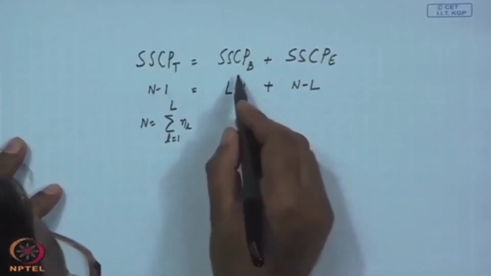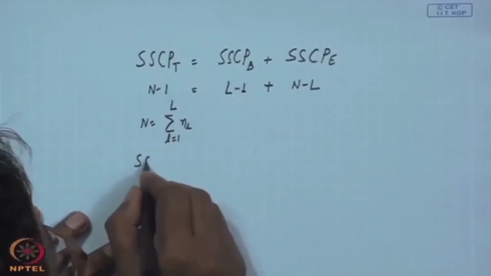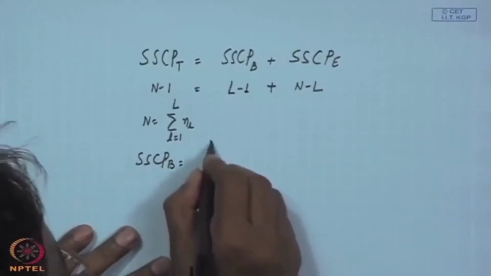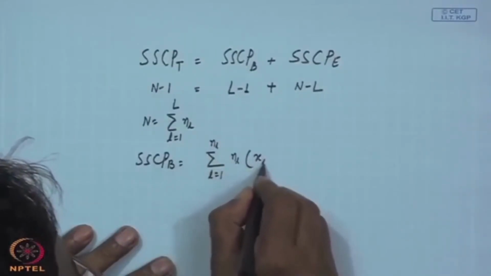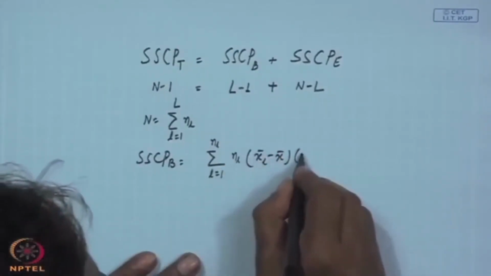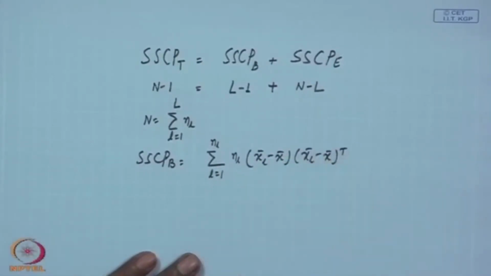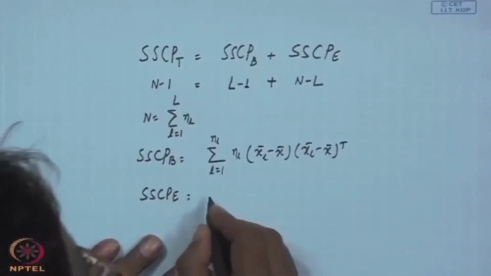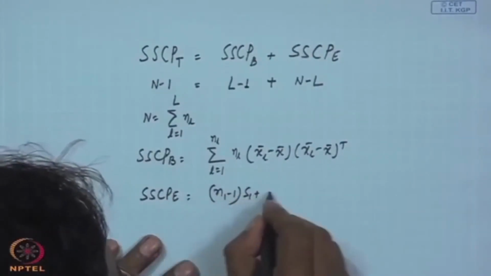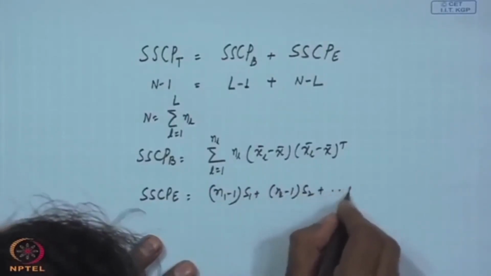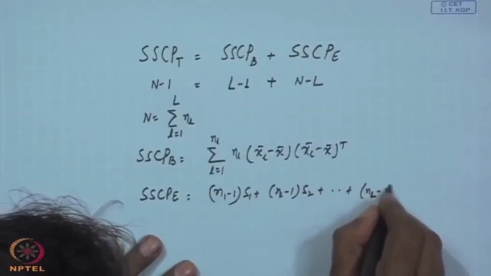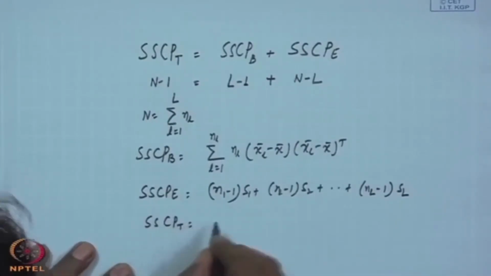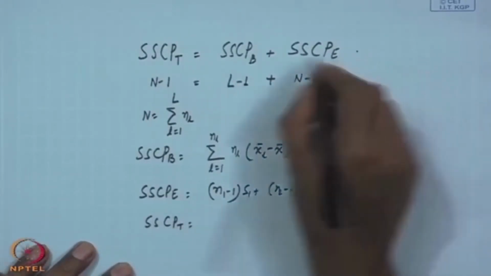And as I told you in last class that SSCP B will be computed using this formulation: sum over l equal to 1 to L of n_l (x_l bar minus x bar)(x_l bar minus x bar) transpose, and SSCP E will be computed using this formula: (n1 minus 1) S1 plus (n2 minus 1) S2 up to (nL minus 1) SL, and then SSCP T will be the sum of these two.